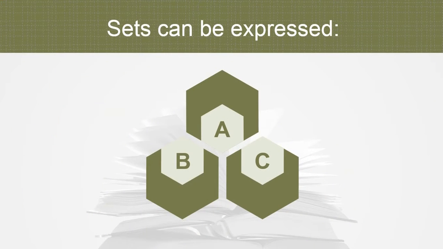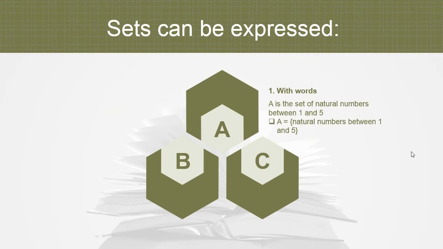Sets can be expressed in three forms. First, with words. Example, A is the set of natural numbers between 1 and 5. Write then, A equals natural numbers between 1 and 5.